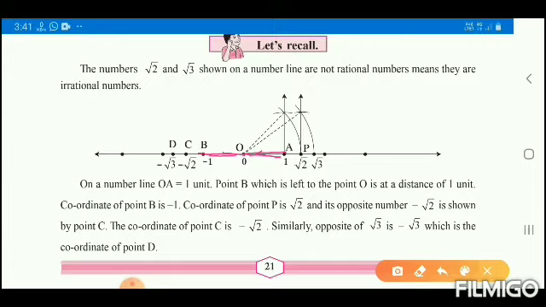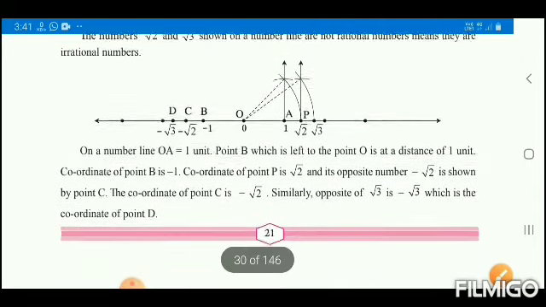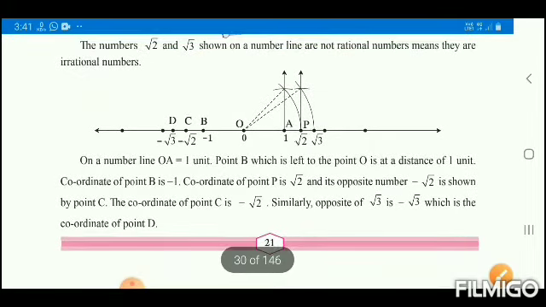Coordinate of point P is root 2 and its opposite number is -√2. It is shown by the point C. The coordinate of point C is -√2. Similarly, the opposite of root 3 is -√3, which is the coordinate of point D.